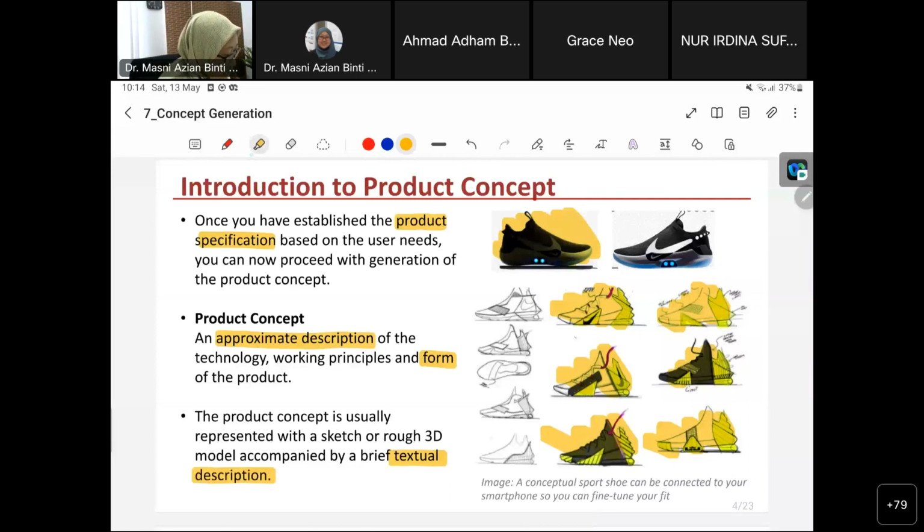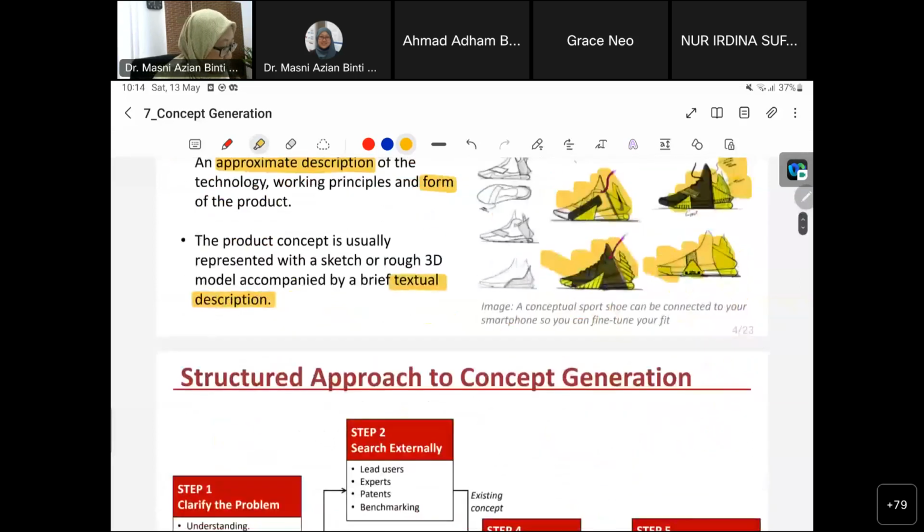Okay, so even if you look at this picture, even if it's just a simple sketch, it has some kind of description of the critical features of the product. Okay, so that is product concept. So how do we generate multiple product concepts using a structured approach?